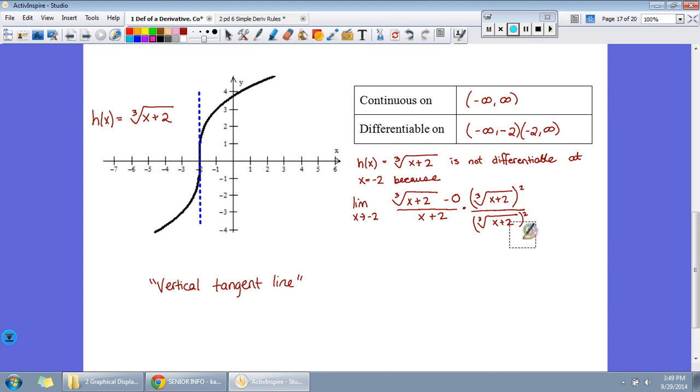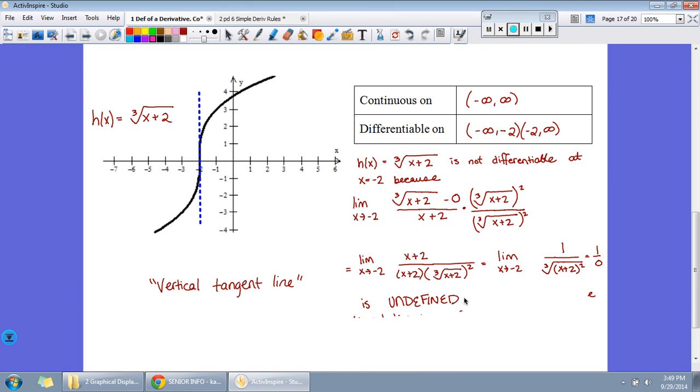multiply the numerator and denominator by the cube root of x plus 2 squared, and when you FOIL or multiply, we're going to get x plus 2 in the numerator and x plus 2 in the denominator times the cube root of x plus 2 squared, which when these two factors divide to 1, we're going to get the limit as x approaches -2 of just 1 over the cube root of x plus 2 squared, which is 1 over 0. This is undefined, so we say the slope of the tangent line is undefined, or the tangent line is vertical.